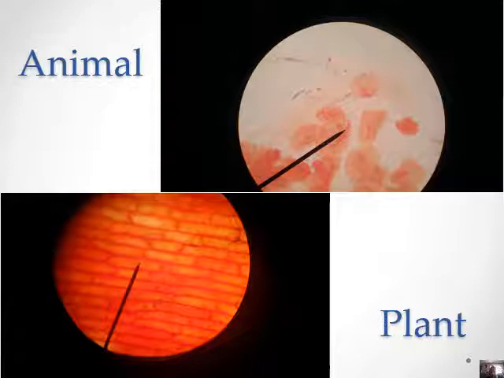This is probably from an onion cell. A lot of the times you can peel off a piece, like if you snap the onion in half and you peel off that thin film, you can actually look at that under the microscope. We can do that when we get back to school.